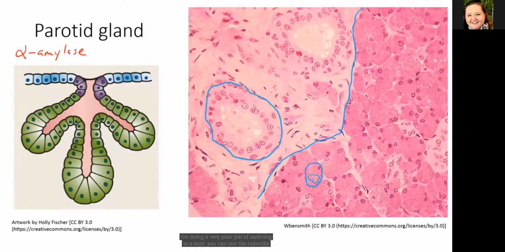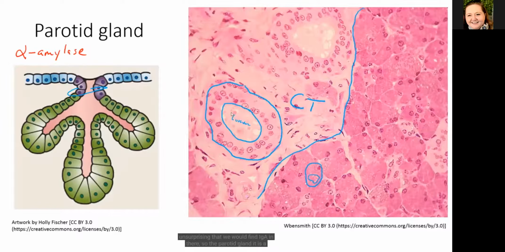So this structure here, that I'm doing a very poor job of outlining, is a duct. You can see the cuboidal epithelial cells that make up the lining of the duct. Here's the contents and the lumen of the duct. And then there's connective tissue out here. This connective tissue is not unimportant. I couldn't find a picture that showed them really well, but this connective tissue can actually contain B lymphocytes, and those are going to be secreting IgA antibodies, which are the antibody form that we find in exocrine secretions.